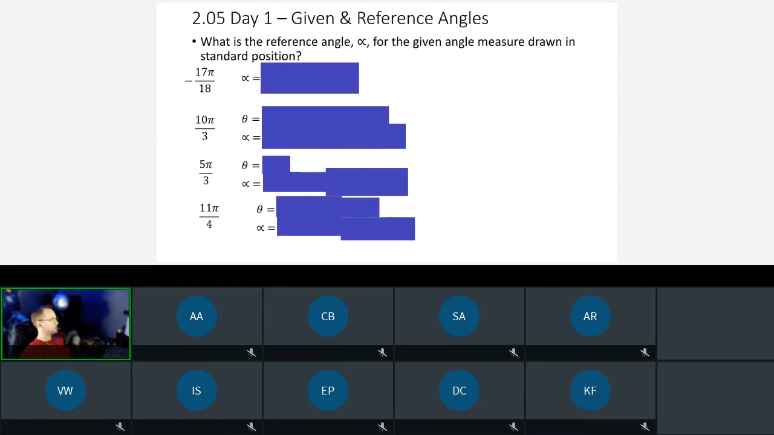Okay, next kind of problem here. All right, what is the reference angle alpha for the given angle measure drawn in standard position? All right, so what you want to do is probably convert these into degrees first. That would probably be the easiest if it's in radians. And then draw a picture. So negative 17 pi over 18, that is the same thing as negative 10 degrees. So if I was to draw a picture, that's going to be here, right? That's negative 10 degrees.